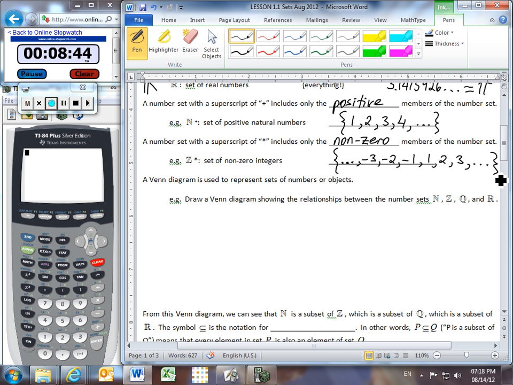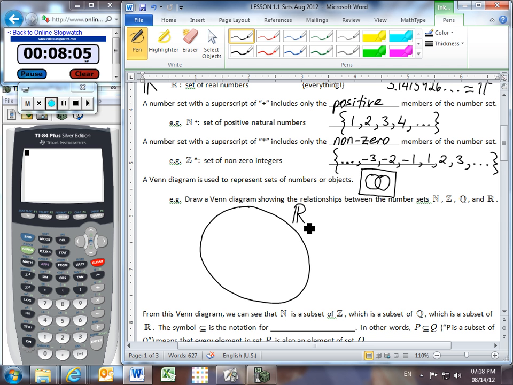Now we can use a Venn diagram to represent sets of numbers or objects. You guys might remember Venn diagrams are often drawn with rectangles and intersecting circles. Okay, but not all Venn diagrams look like this. So don't assume every Venn diagram looks like this. In this example, we're going to draw a Venn diagram that shows the relationships between the number sets N, Z, Q, and R. We know that R includes everything, so let's make a nice big circle for our real numbers. That includes absolutely everything.